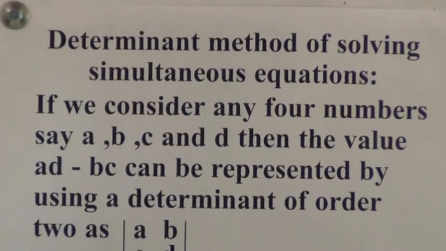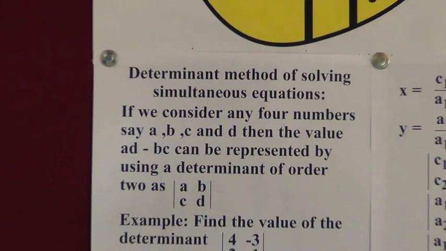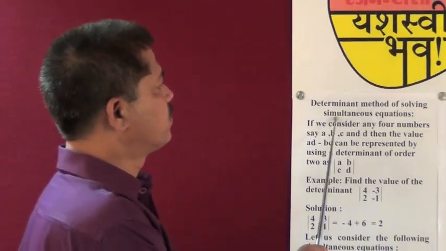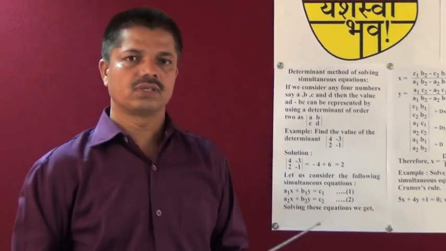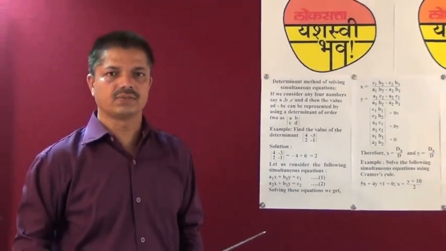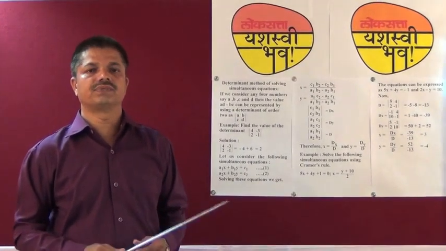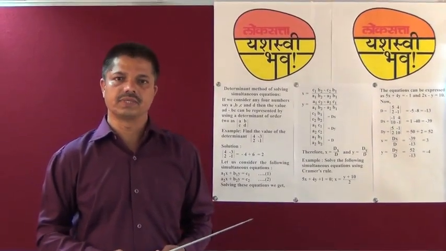Let us see the second method of solving simultaneous equations. It is called the determinant method of solving simultaneous equations, or solving simultaneous equations by using Cramer's rule. Now let us first see what is the meaning of a determinant.